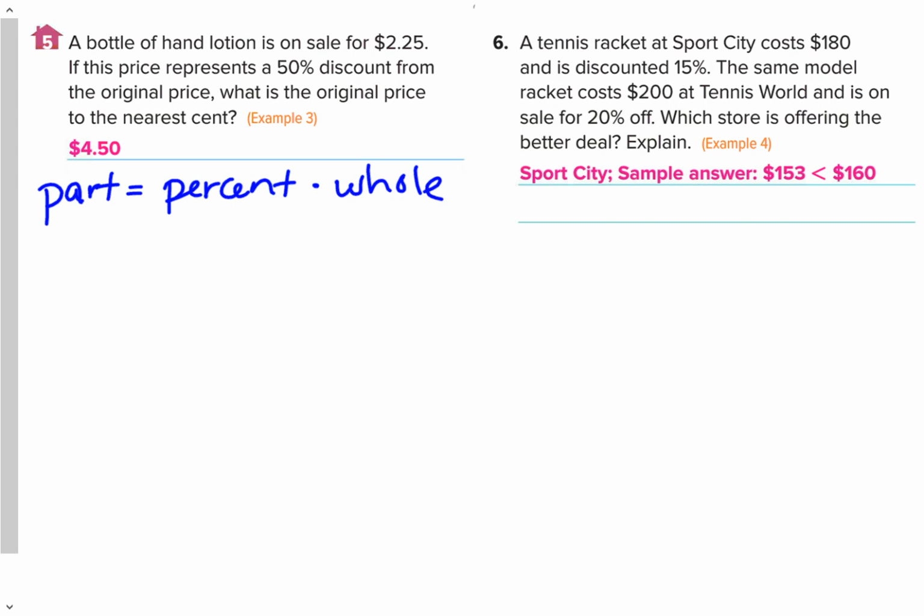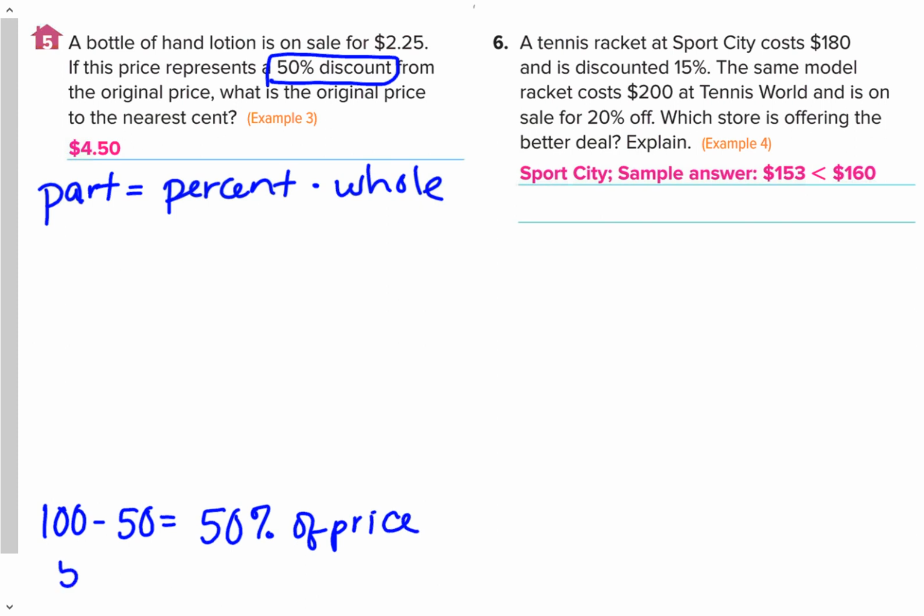Okay. It was a 50% discount, so that means that I'm just going to work down here. 100% minus the 50% means that we actually only paid for 50% of the price. Okay, so that's going to be our percentage. And remember, 50% equals 0.5. Okay, so our percent is 0.5. We don't know our whole amount, which is W, but we do know that the part that we paid was $2.25.